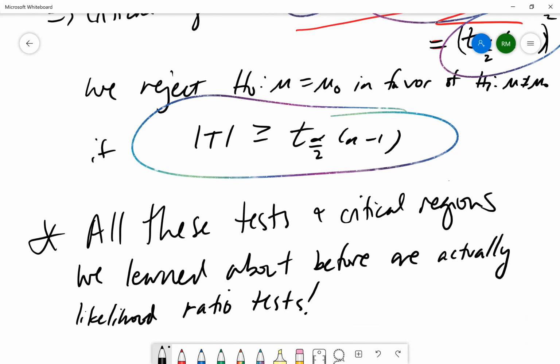All right, so this is pretty abstract, but the idea is that we take this concept to choose how we're going to pick our critical region, and we show that that thought pattern gives us the same critical regions that we came up with from before.